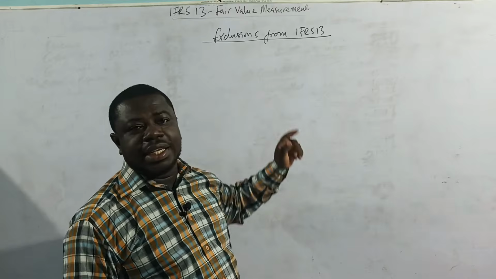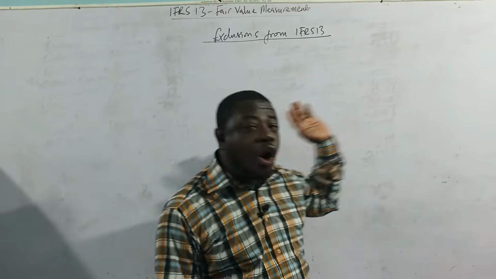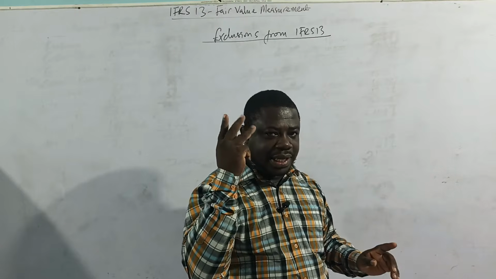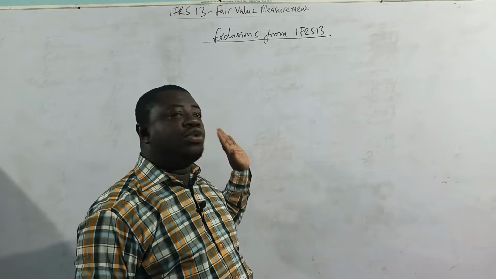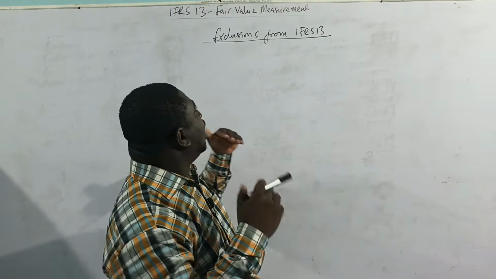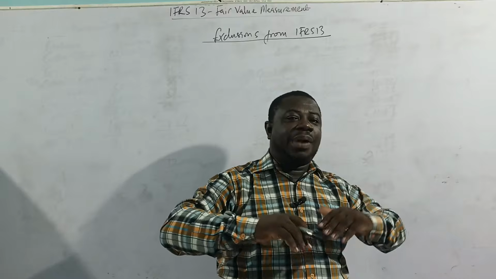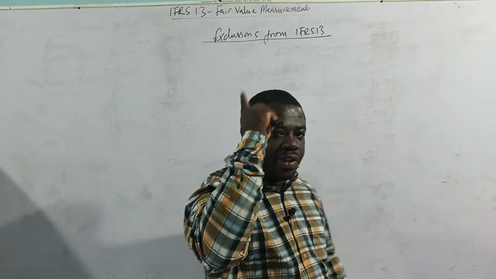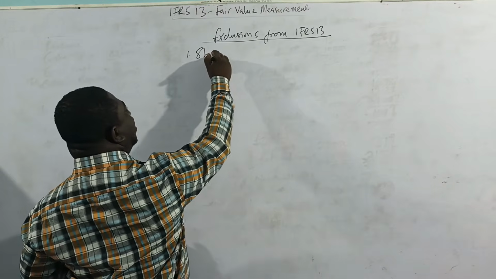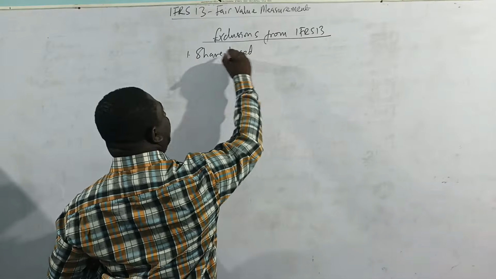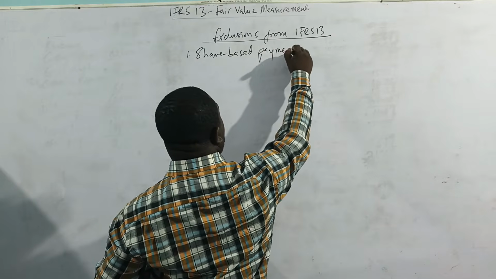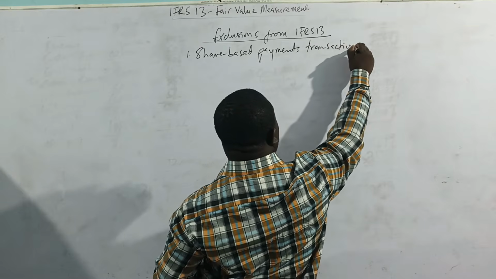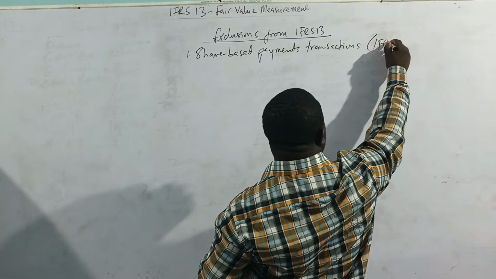Now, this standard says that IFRS 13 applies to all IFRS where fair value measurement is required, except those that I'm going to mention. So take note, we are trying to understand the scope with the exclusions. It applies to all IFRS where a fair value measurement is required, with the exception of these three standards. One, share-based payment transactions. That is covered by IFRS 2.